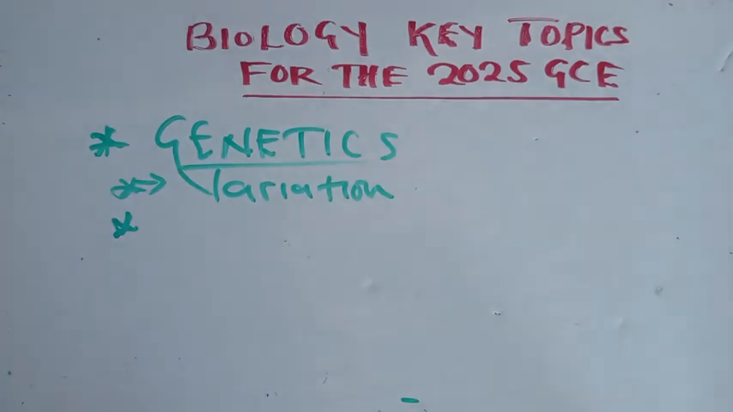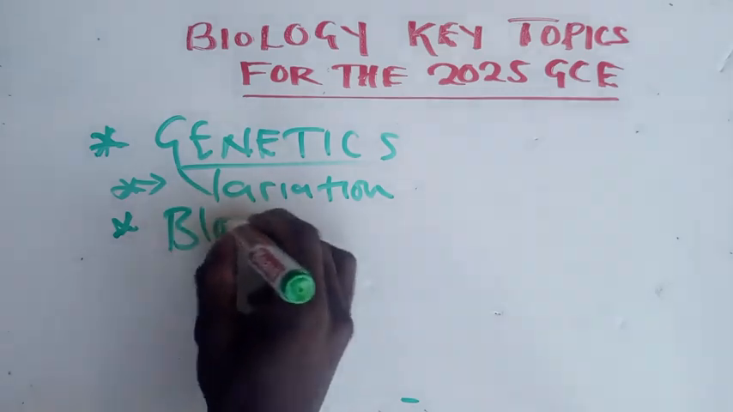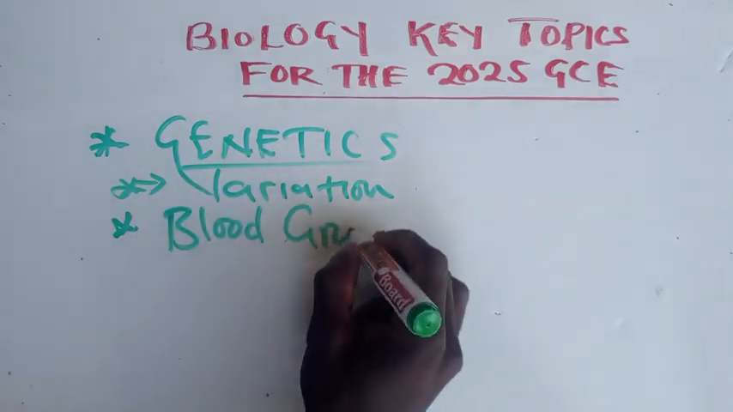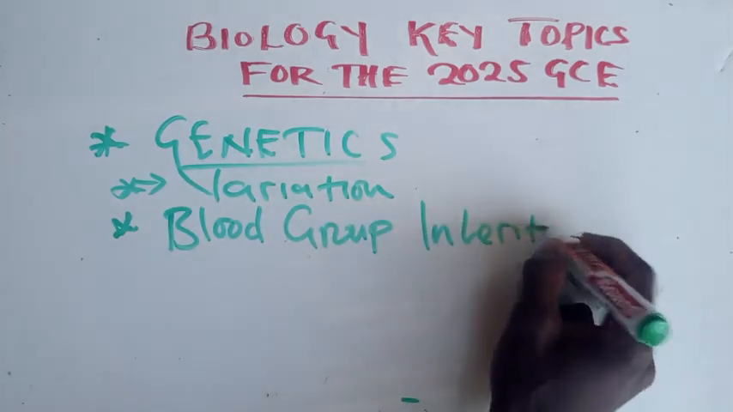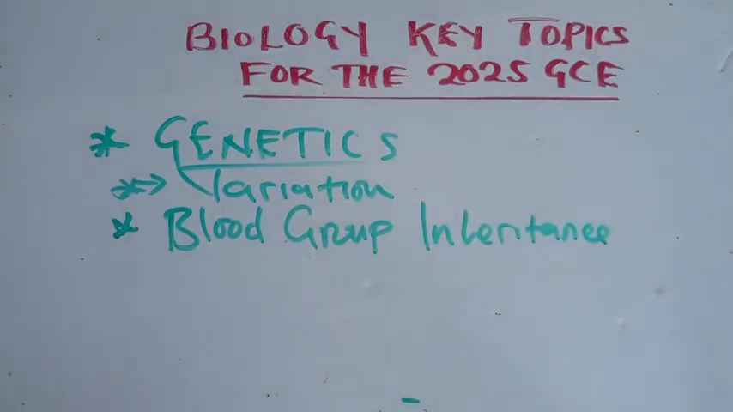Okay, what else are you supposed to understand under genetics? The other thing I want you to revise is blood group inheritance. I want you to revise blood group inheritance. You know how blood groups actually are inherited from parents to the offsprings. If you want to watch the full video explaining how blood groups are inherited, check in the comment section. You're going to find the link and I'm sure you're going to understand.